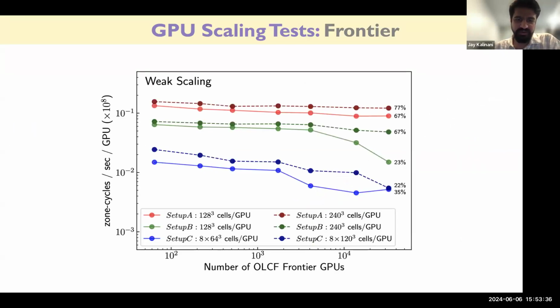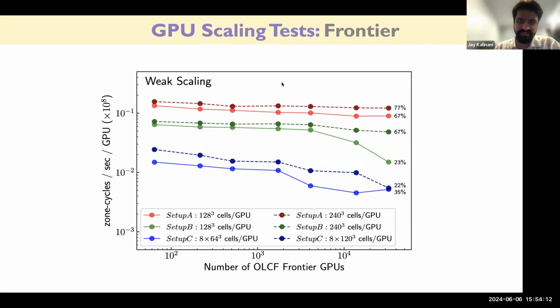For weak scaling, we keep the same problem size per GPU. So we set either 128 cubed cells per GPU or 240 cubed cells per GPU, again for these 3 setups that I mentioned earlier. One trend we see is that for the setups with high computational load per GPU, the absolute performance is slightly better. It's essentially because you're trying to use the GPUs as efficiently as possible.